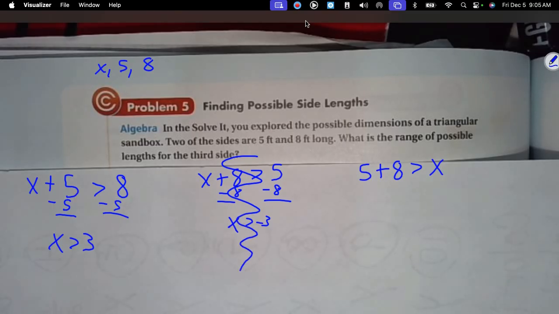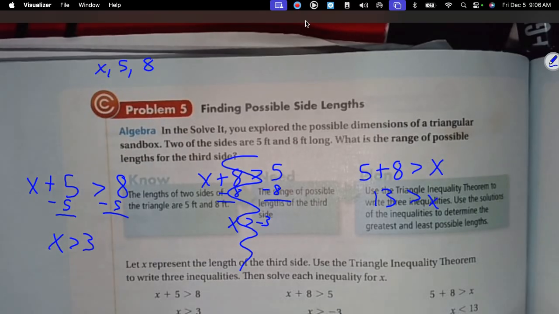Then that one is going to tell me what X has to be less than. What's 5 plus 8? 13. Now my sign is written backwards, but does everybody see that X has to be less than 13? So it's got to be a number that's bigger than 3 and less than 13. That's what a range is. What numbers can it be between? Between 3 and 13. It can't be 3 and it can't be 13 though, right? Does it say equal? No.